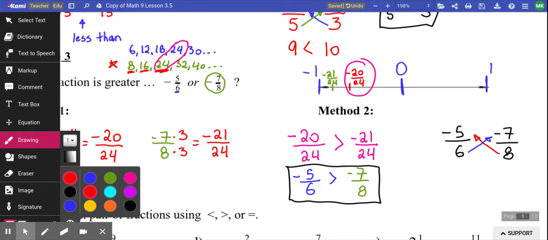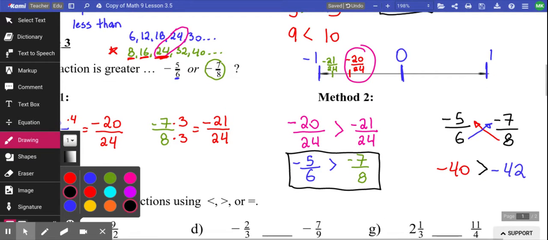Negative 5 times 8 is negative 40. Negative 7 times 6 is negative 42. Because these are negatives, 40 is the bigger number. Therefore, negative 5 over 6 is greater than negative 7 over 8.